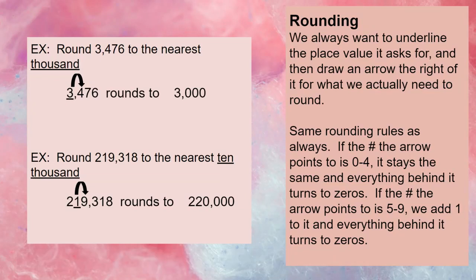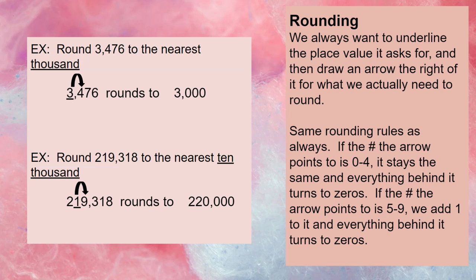Rounding. So the trick that I always have my students use is we want to underline the place value that it's asking for and then draw an arrow to the right of it for what we actually need to round. So it's always the same rounding rules you guys had last year, the year before.